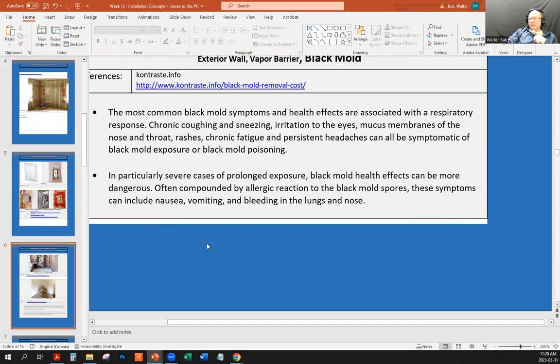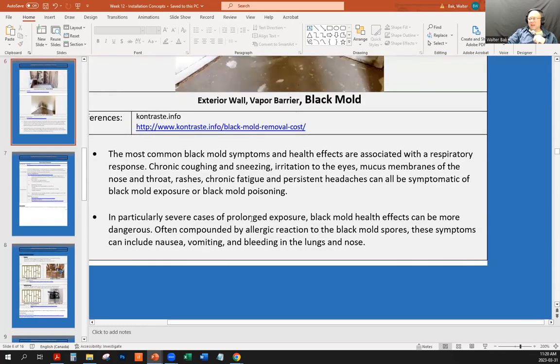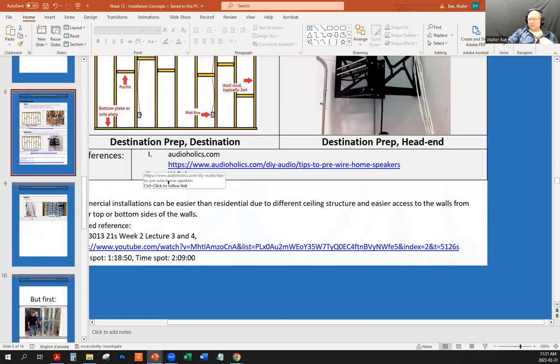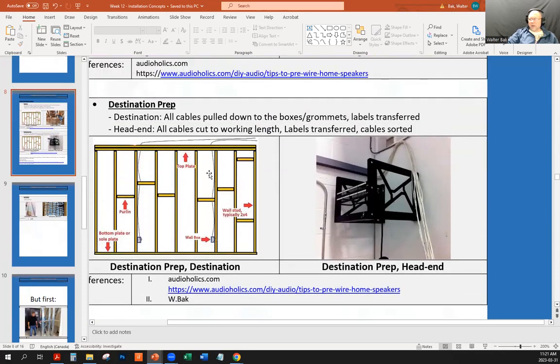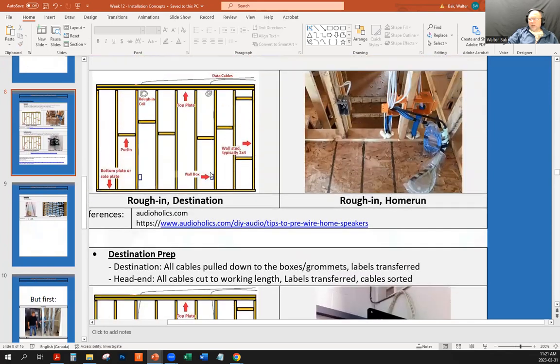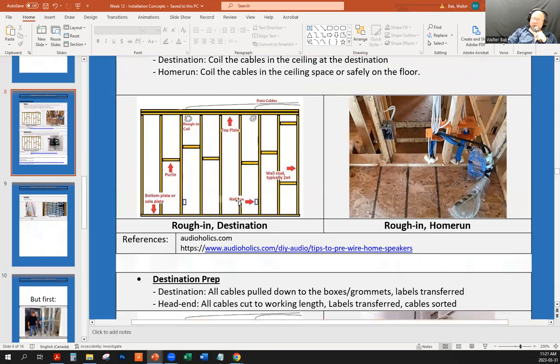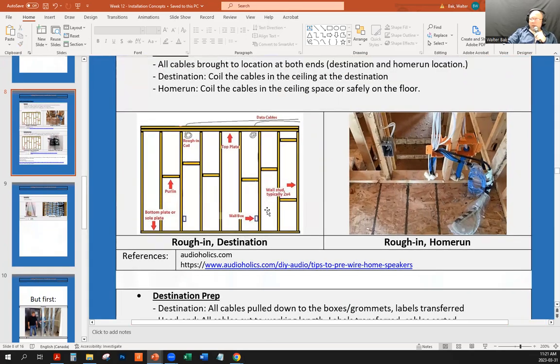All right. So you can read that. See, I'm not a doctor, but I was able to pull some common knowledge out of the commonly available materials just to raise the awareness of what black mold can do to you. All right. Now, there we go. So we talked about the exterior walls. Now, what else?